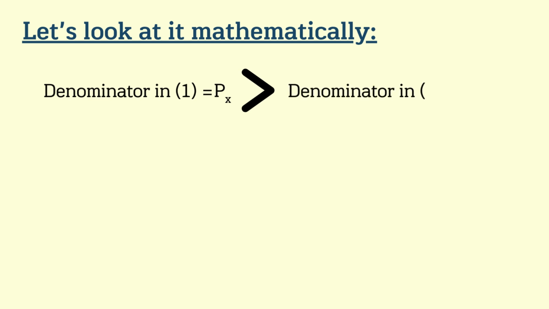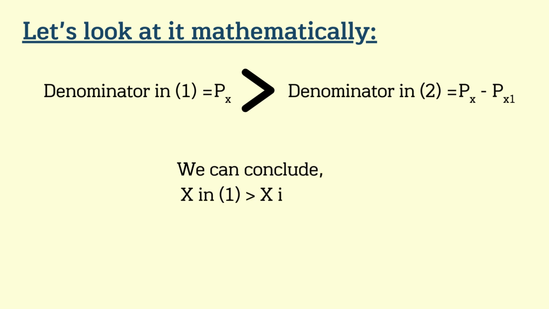Now, since the denominator in equation 1, that is Px, is greater than the denominator in equation 2, that is Px minus Px1, we can conclude that X in equation 1 is greater than X in equation 2.